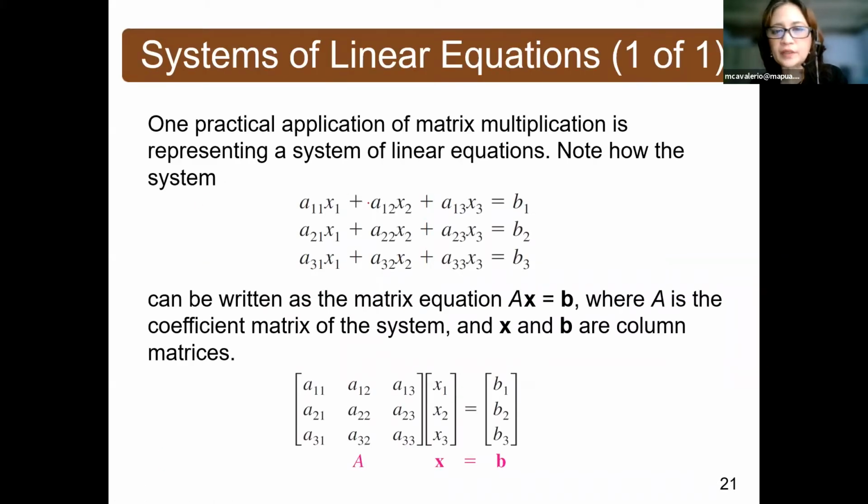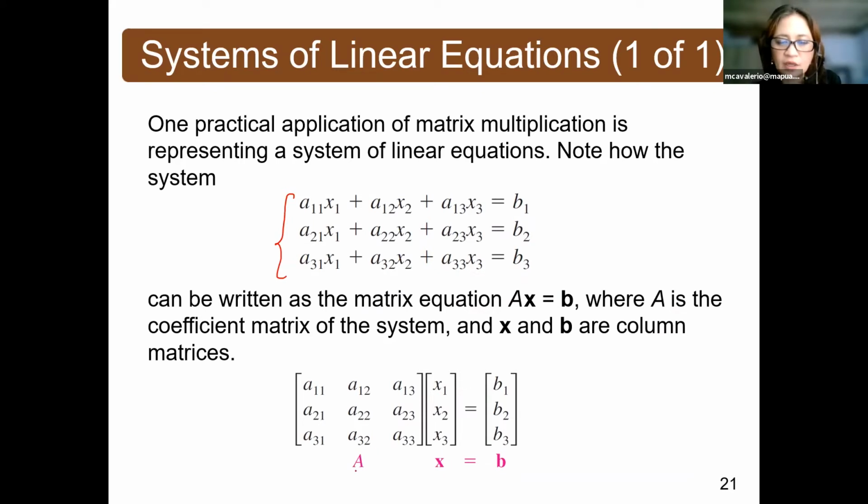One practical application of matrix multiplication is representing a system of linear equations. Note how the system, so we will have here 3 linear equations in 3 unknowns, can be written as the matrix equation AX equals B, where A is the coefficient matrix and X is the solution vector, a column vector, and B is also a column matrix which consists of all the constant terms.